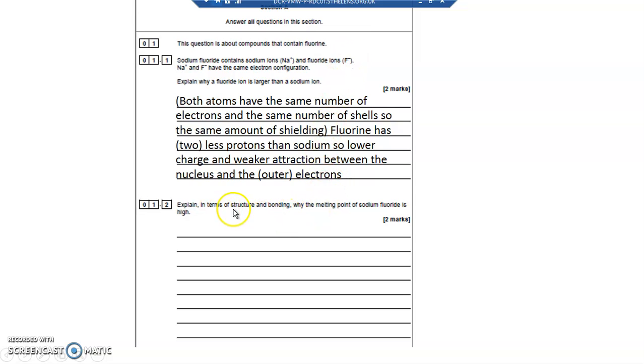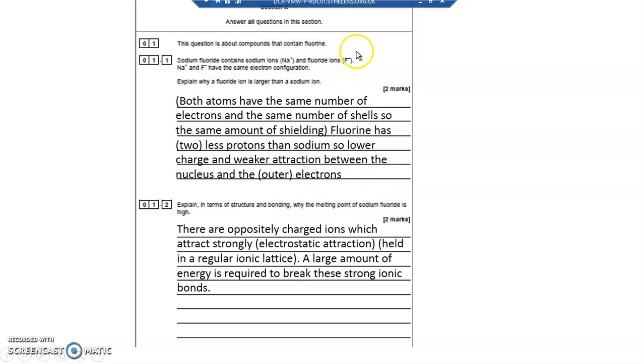To explain in terms of structure and bonding why the melting point of sodium fluoride is high. Well, look, you've got ions. The reason you've got ions is sodium wants to lose 1 electron to fill up its outer shell, and fluorine wants to gain 1 electron to fill up its outer shell. Sodium's in group 1, fluorine's in group 7. So the sodium atom donates an electron to the fluorine atom and becomes an Na+ ion, and the fluorine becomes an F- ion.